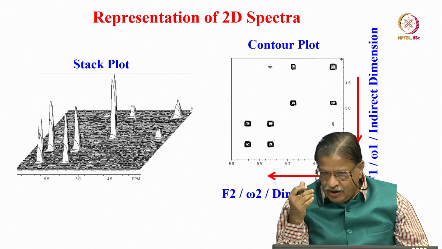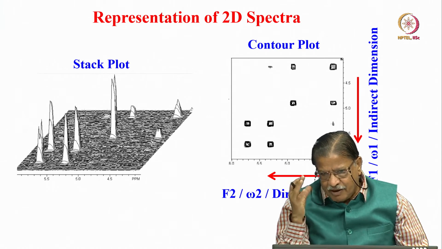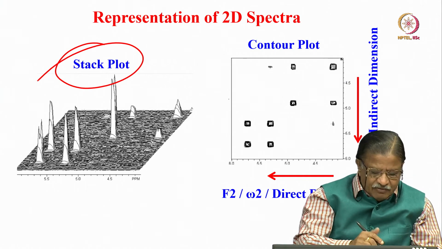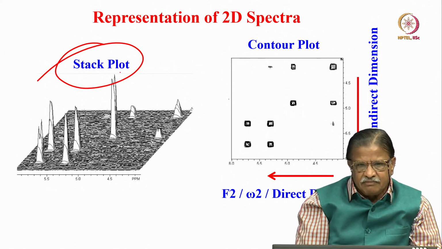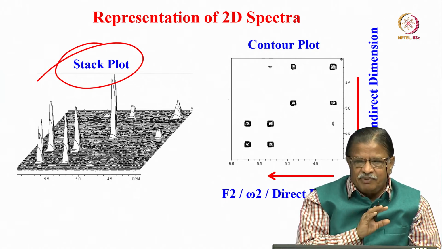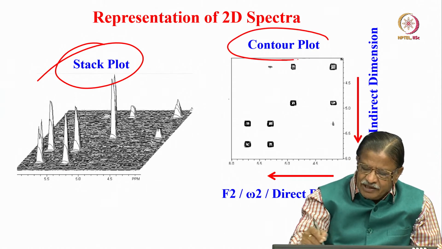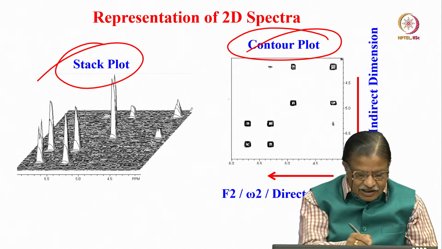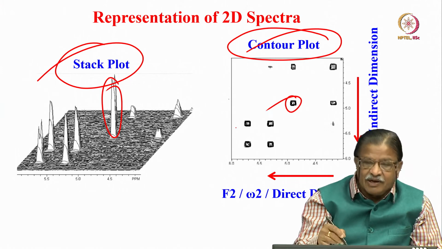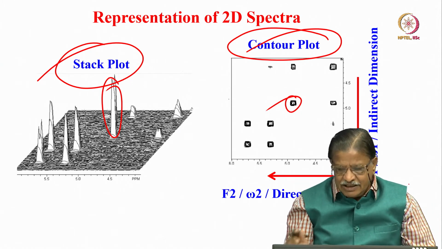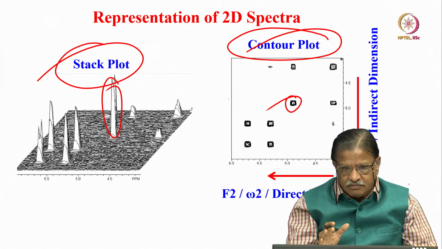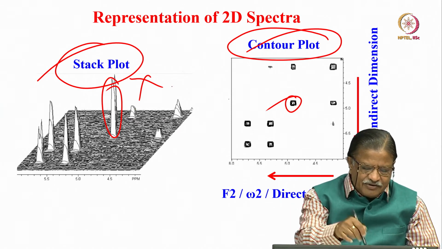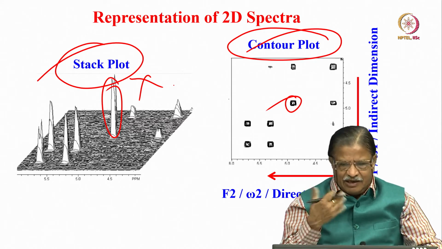In the good old days, long back, even probably when I was young, they used to have a stack plot, where it used to be plotted like this. Now it is no more done, it is completely done away with. The representation of the 2D data is only a contour. Each of these peaks is represented in the form of a contour here. This is a spectrum actually, it is a peak, represented in the form of a contour plot. So this type of stack plot is almost done away with.